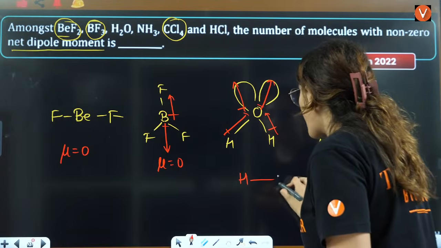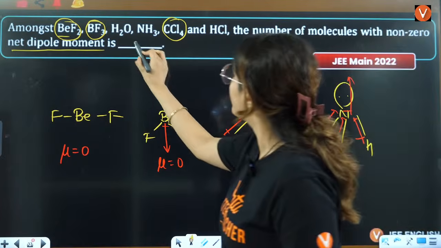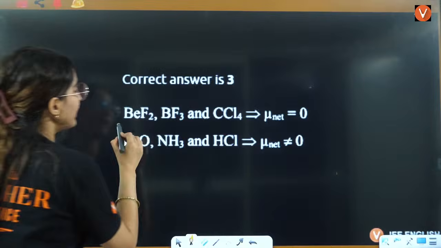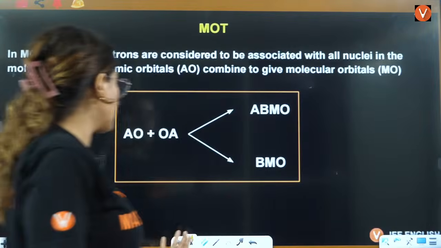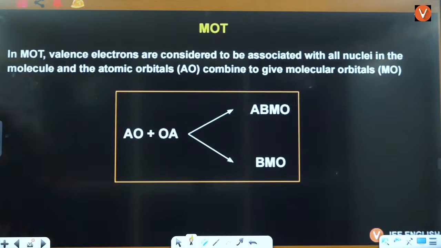HCl also will not cancel, they are polar. So the answer will be 3 molecules, they will be having dipole moment 0. That is these ones, right? Okay. Now the last topic of today is MOT, molecular orbital theory.